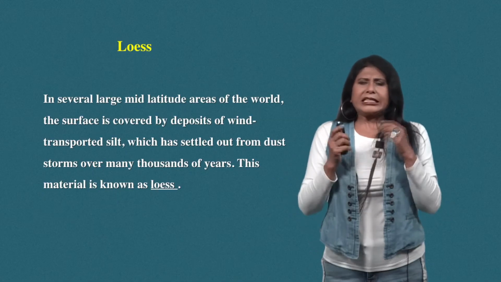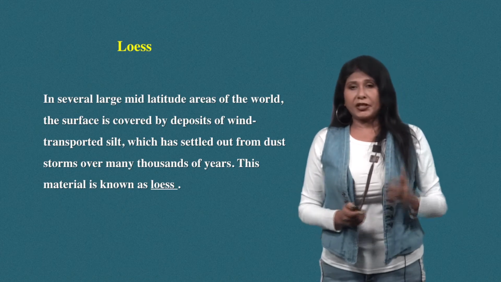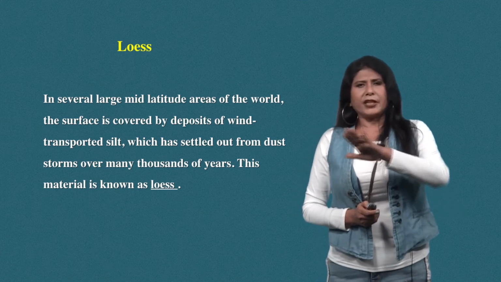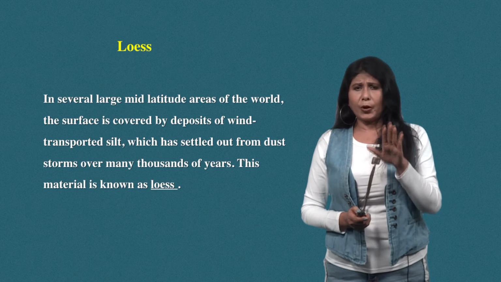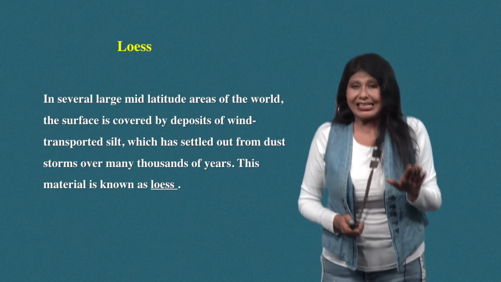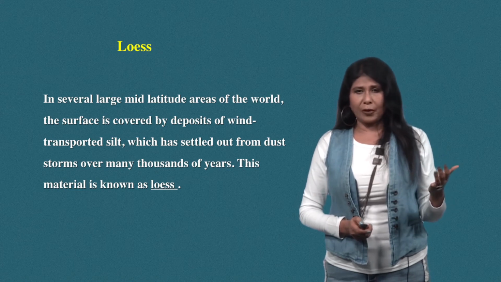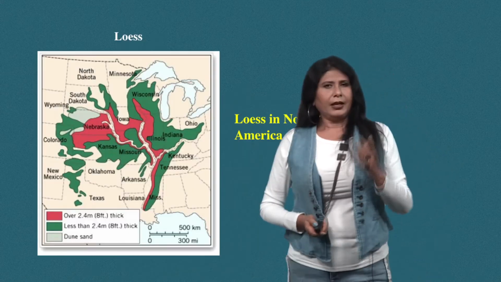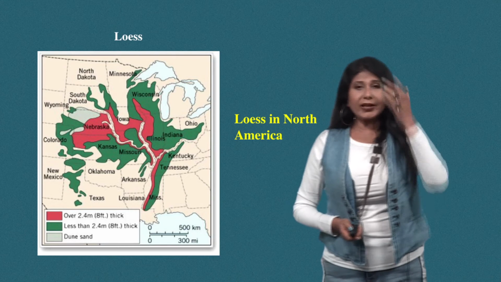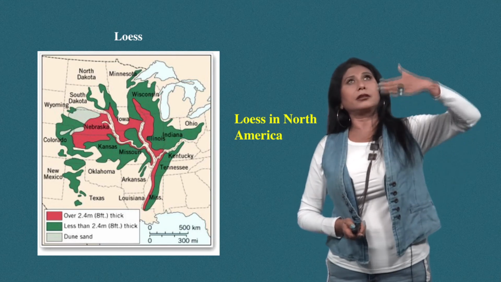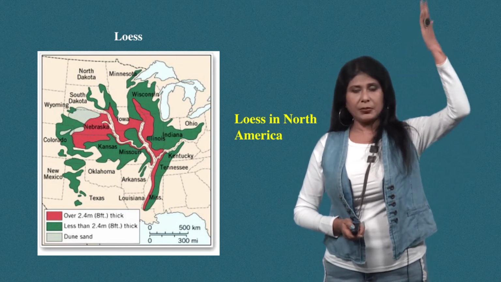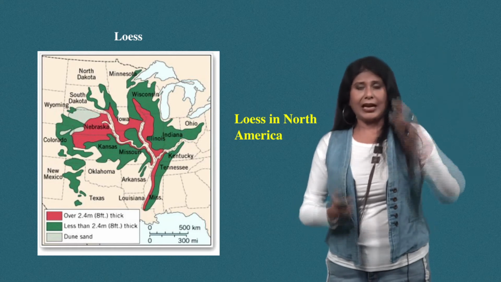And the last is the loess. Loess is in several large mid-latitude areas of the world, the surface is covered by deposits of wind transported silt, which has settled out from dust over thousands of kilometers. I'll give you an example. This is loess. Sometimes it is 50 meters, 100 meters of height.